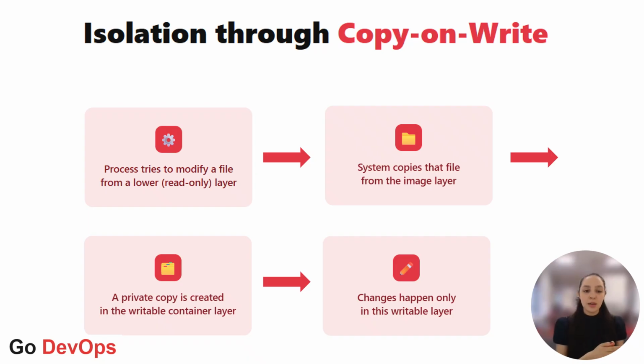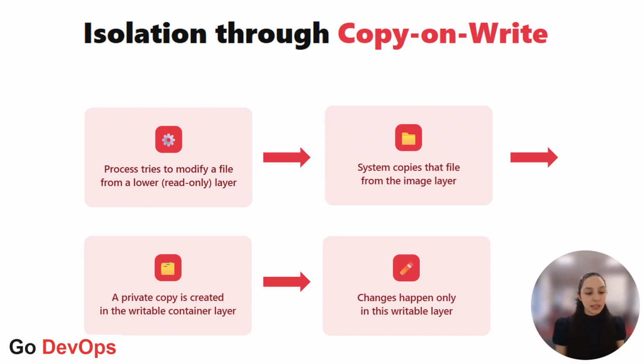Whenever a process attempts to edit a file from one of those lower read-only layers, the system doesn't touch the original, but it copies the file into the container's writable layer, and the modification happens in the writable layer. So the original stays clean, and the writable layer gets its own version. And the container continues as if it had modified the file directly. And that's copy-on-write in action. So we copy first, then we write only to our own space.